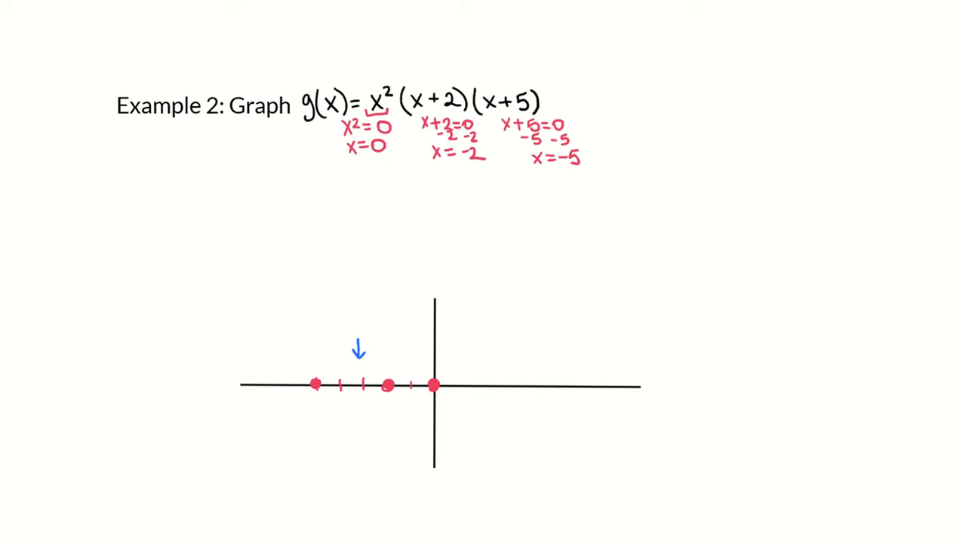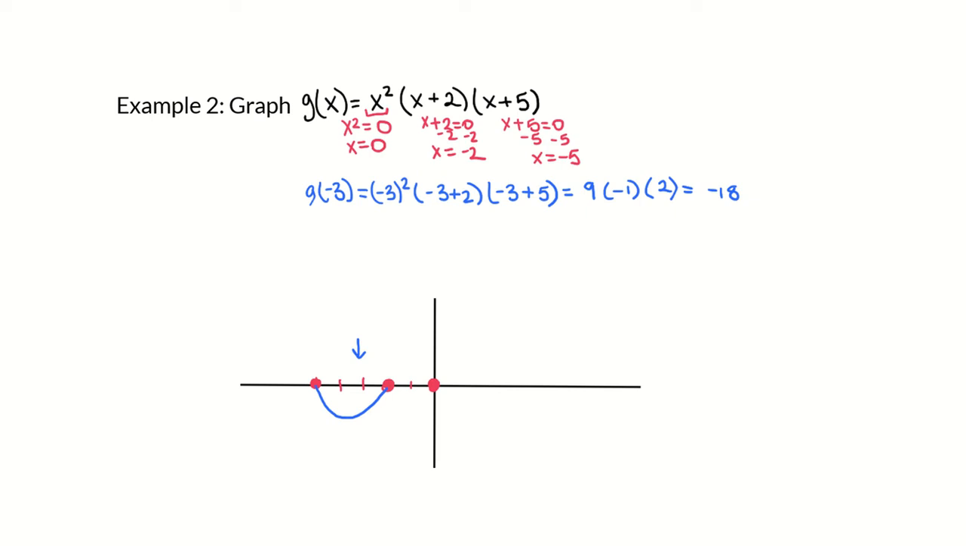So that means plug that number in for x into this function. g of negative 3 would be negative 3 squared times negative 3 plus 2 times negative 3 plus 5. That would be positive 9 multiplied by negative 1 multiplied by positive 2, which is negative 18. Since that result is negative between these two x-intercepts, the graph is negative or below the x-axis.